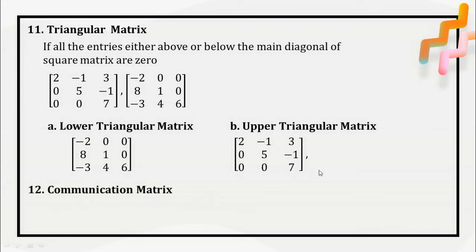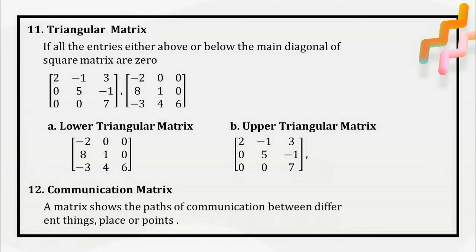So the last is the communication matrix. A matrix shows the paths of communication between different places or points. So now let's jump to the example.